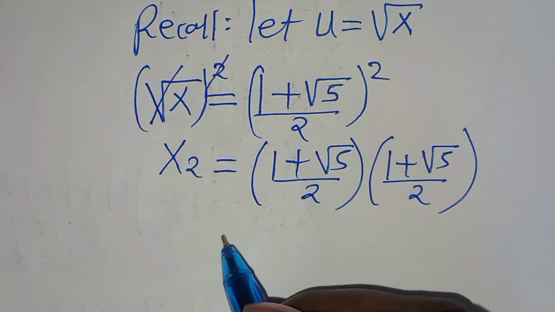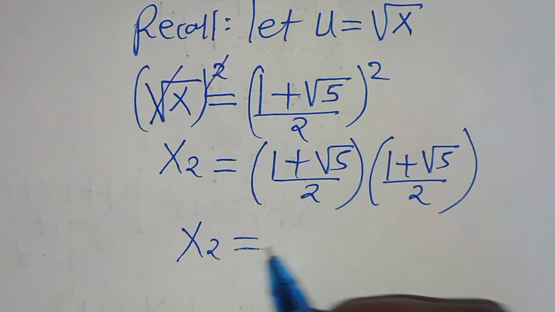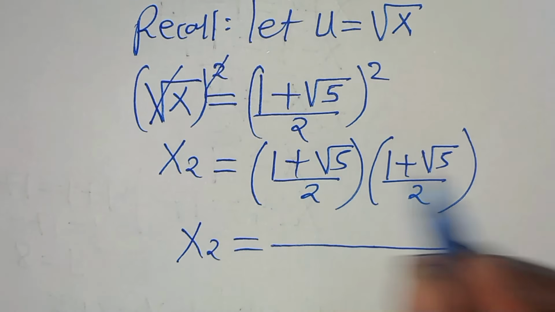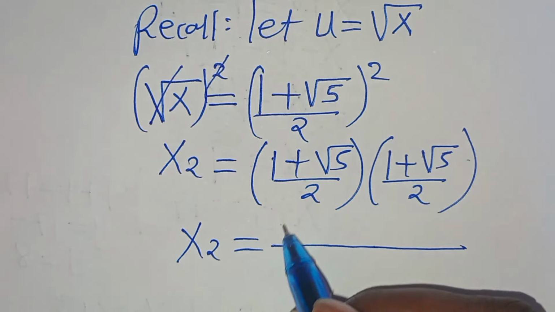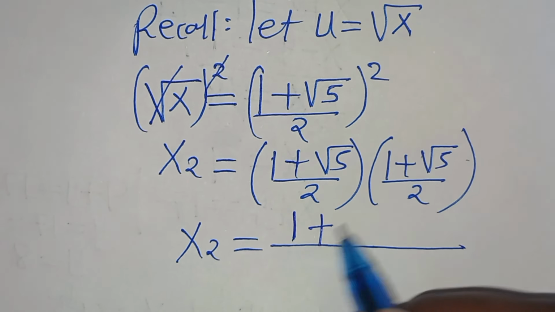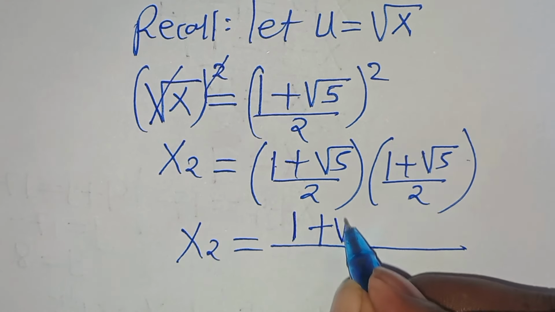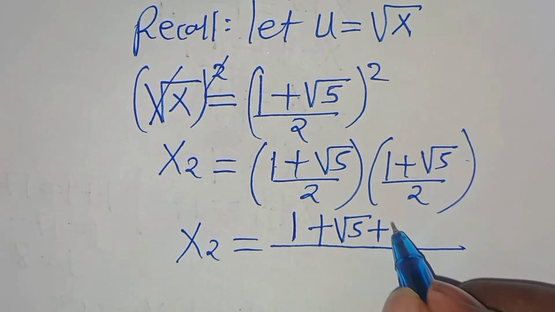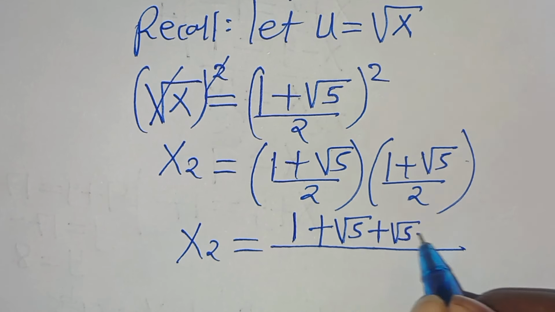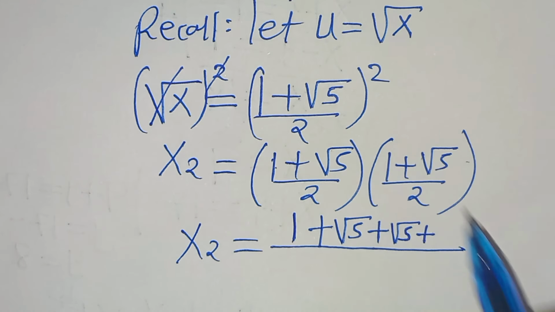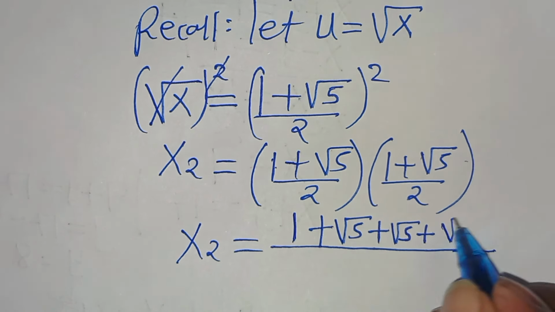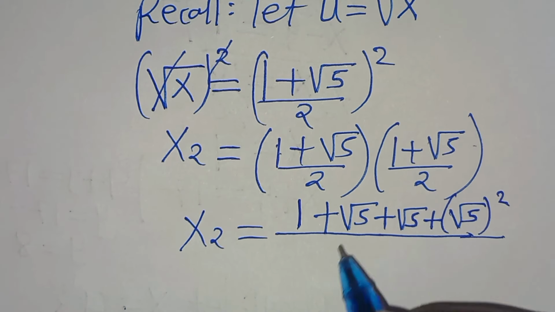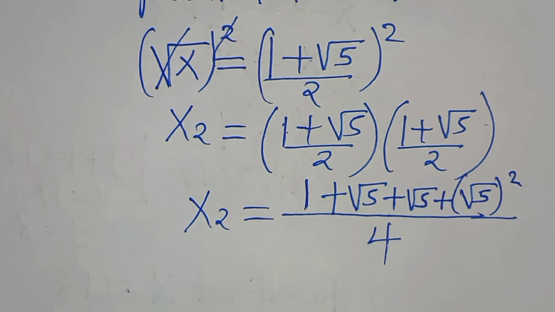And therefore, here we have x2 is equal to, now this is the same thing as in the numerator here. We have 1 times 1, this is 1, plus 1 times square root of 5, this is square root of 5, then plus square root of 5 times 1, this is square root of 5, then plus square root of 5 times square root of 5, this is square root of 5 raised to the power of 2, divided by 2 times 2, which is 4.